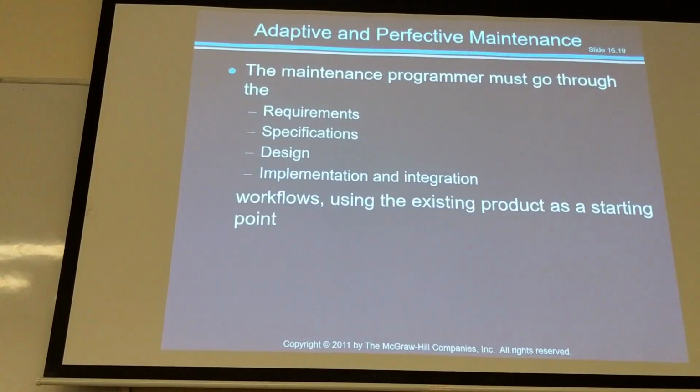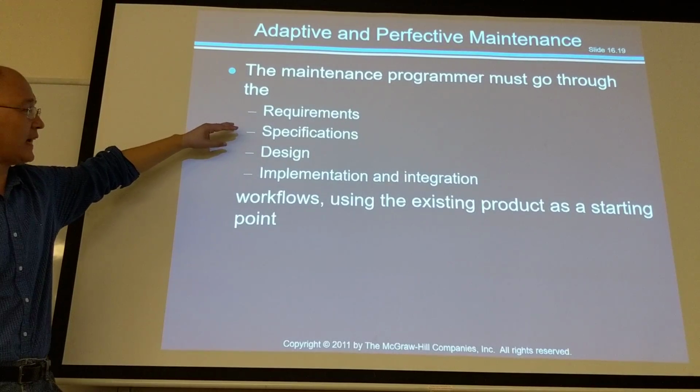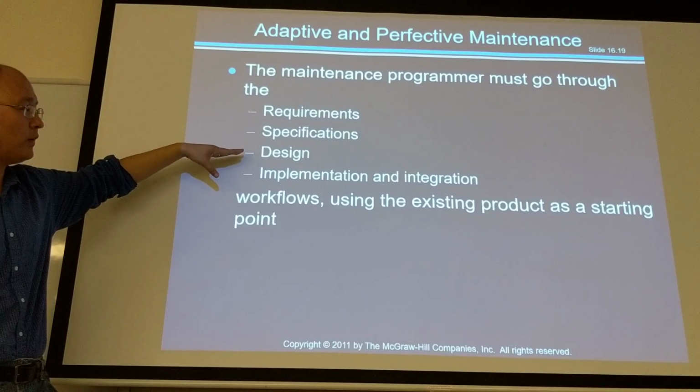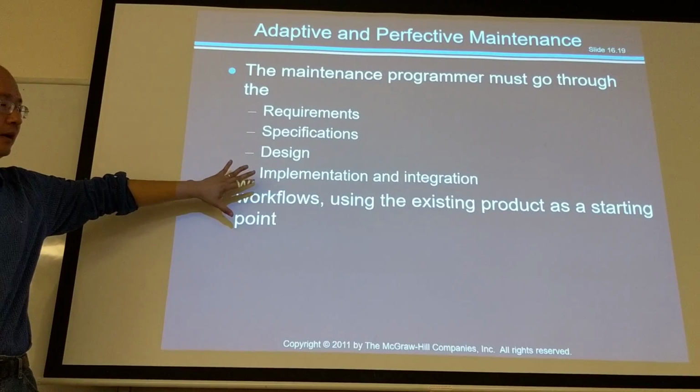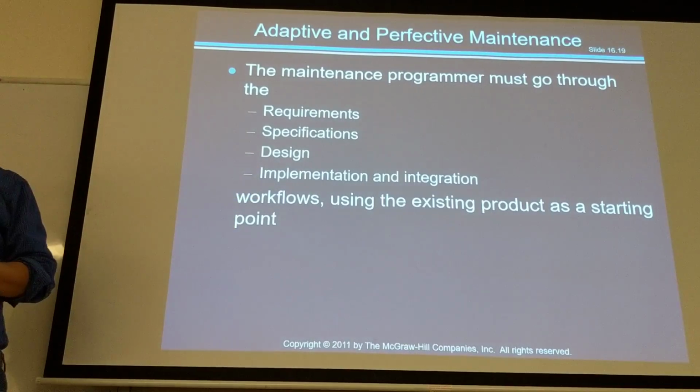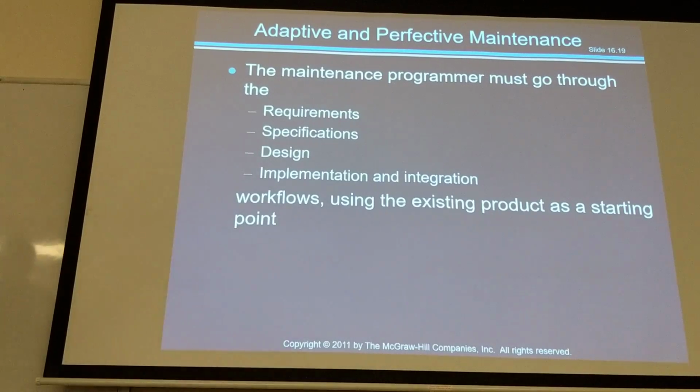Adaptive perfective maintenance. You have to go through the requirement, specification, design, implementation flow, using the existing product as the starting point. Existing product means that you already delivered it to your customer. Your customer has been using this and giving you feedback. And the defect reports, perfective and adaptive reports, those things come from your customer.